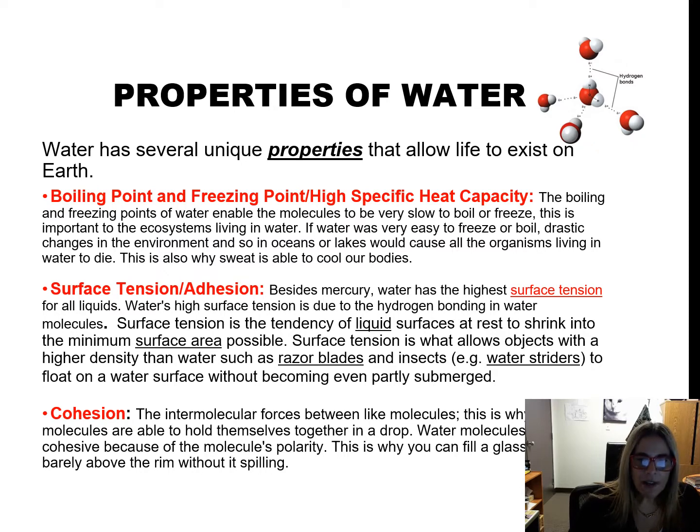So cohesion, on the other hand, is the intermolecular forces between molecules. So this is why water molecules are able to hold themselves together in a droplet. So if you think of water drops on a window or the hood of a car, water molecules are very cohesive because of the molecule's polarity. And remember what the polarity means. It means that the water molecules have a slightly positive end and a slightly negative end. So this is why you can fill a glass of water up to the very, very top without it spilling or flowing over, okay, because those molecules are attracted to each other, okay.